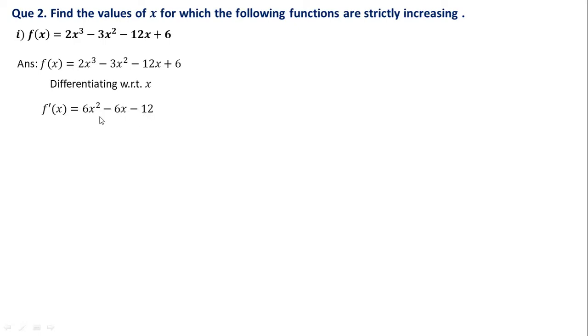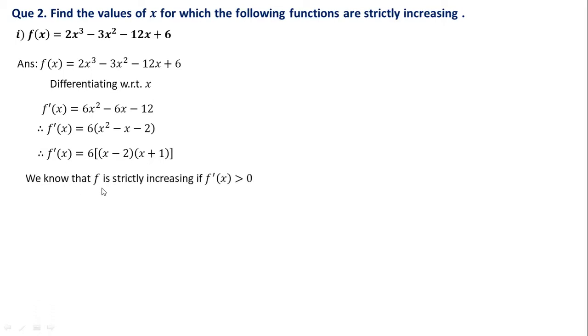Now this is a quadratic expression. Try to factorize it. So here there is 6 common, and in the bracket x square minus x minus 2. Now if you solve this carefully, then we get two factors, that is 6 into bracket x minus 2 into x plus 1. Now we know that if f is strictly increasing, then f dash x is greater than 0, because it is given to you the function is strictly increasing. So f dash x is greater than 0.